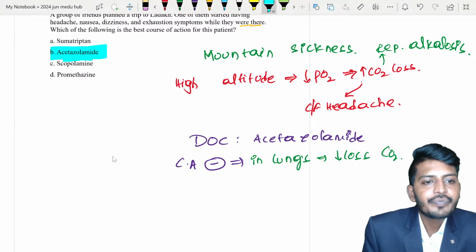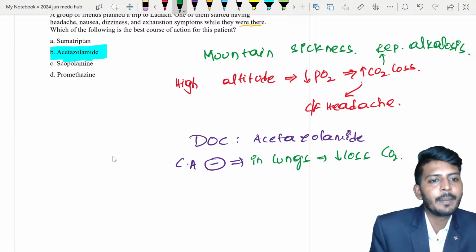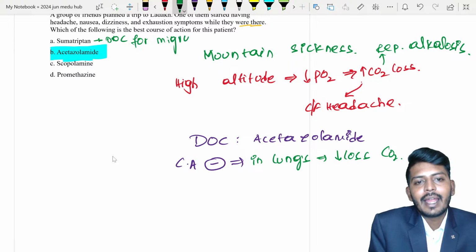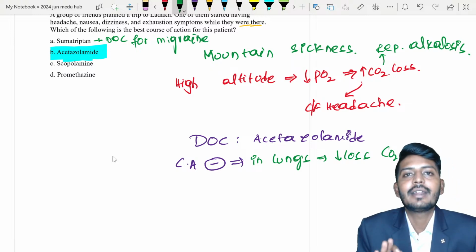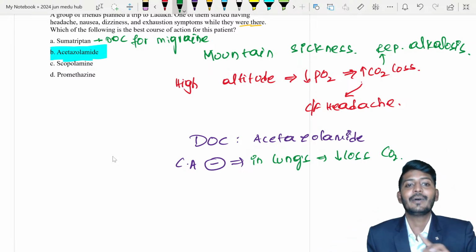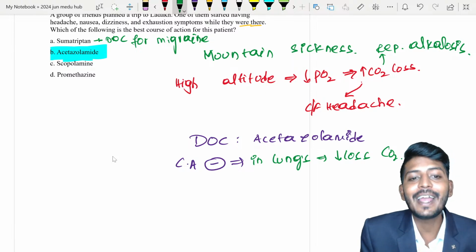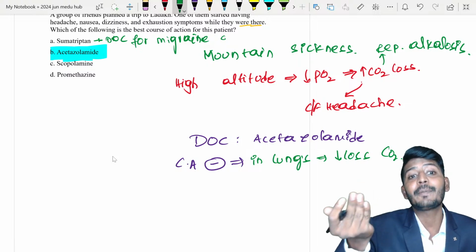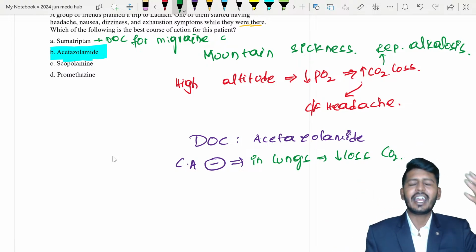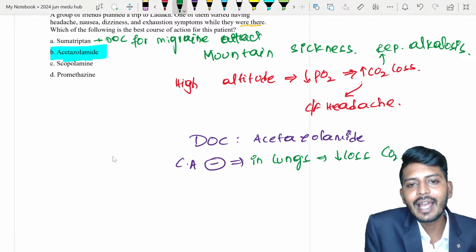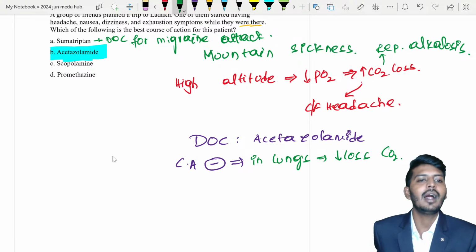Okay. Now the next one, sumatriptan. Sumatriptan is a drug of choice for migraine attack. For the migraine attack, the first drug, the best drug used during the attack of migraine, not for the prophylaxis. ये गलती मत करना sir. The drug of choice for the prophylaxis of migraine is the tricyclic antidepressant and your propranolol. अगर patient को headache लेके आएगा, sir I am having headache right now, then your treatment will be your sumatriptan.